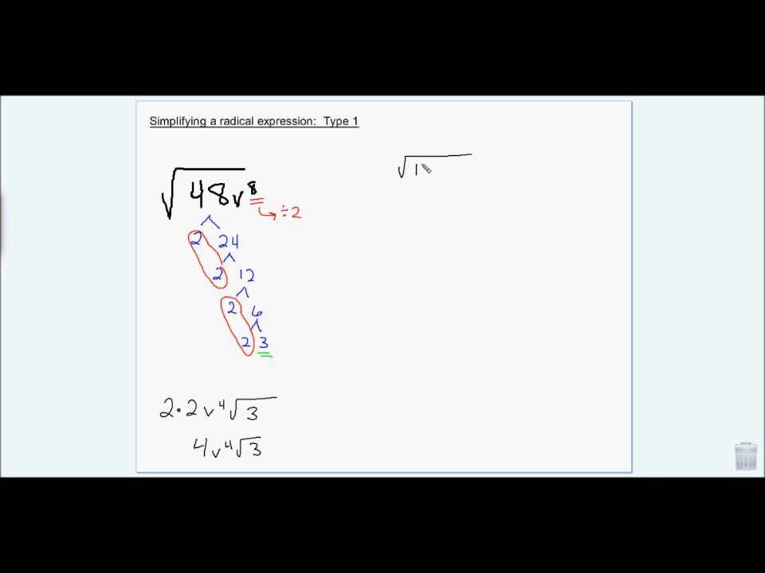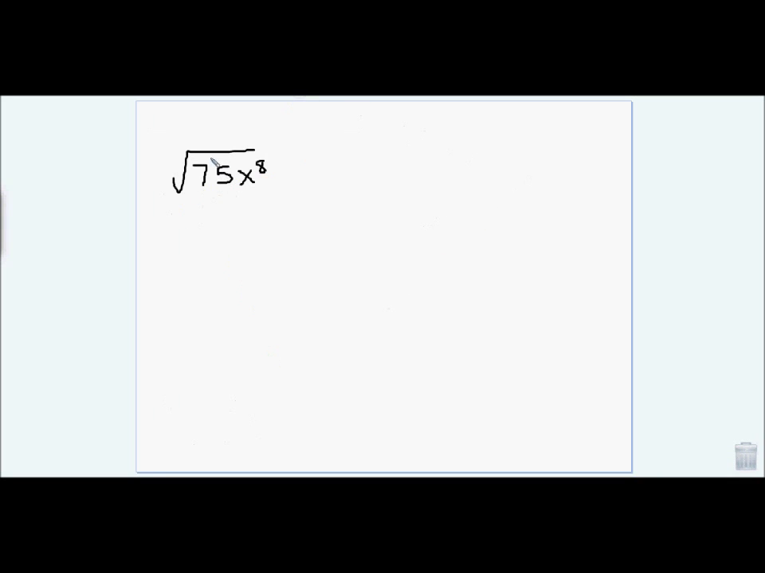If you know the perfect square inside 48, you can then take the square root of that perfect square, still divide this exponent by 2, and 3 remains. We have 75x to the 8th.